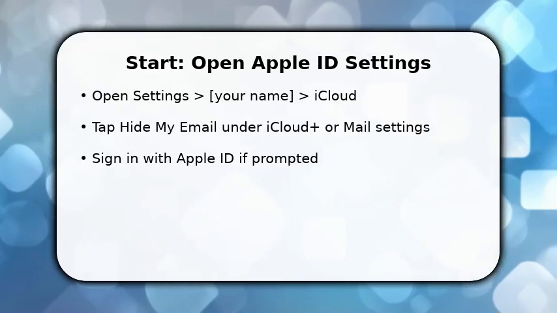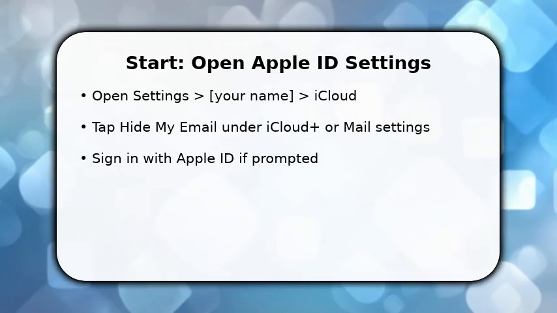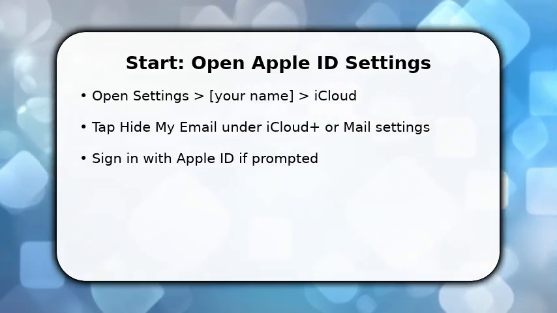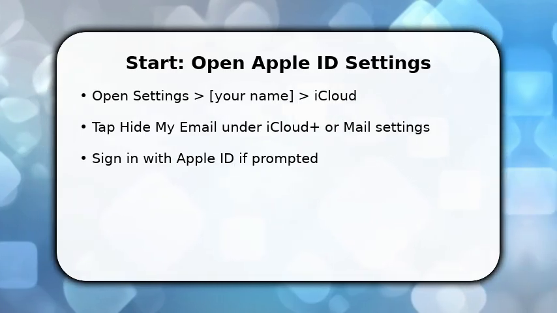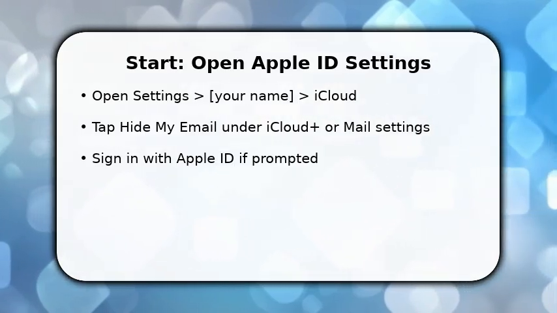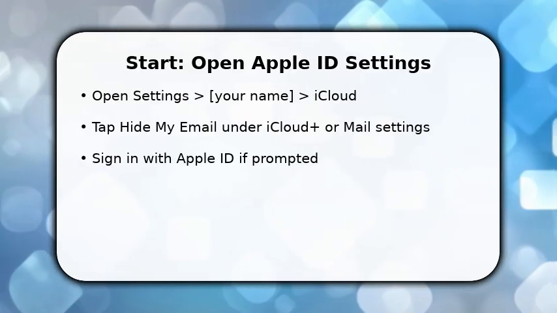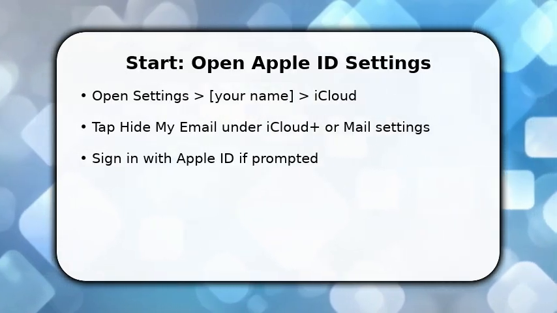You begin inside settings on your iPhone or iPad. Tap your name, then iCloud to access Hide My Email. If you don't see it, sign in with your Apple ID. This feature requires iCloud Plus. Once the screen loads, choose Hide My Email to view aliases.